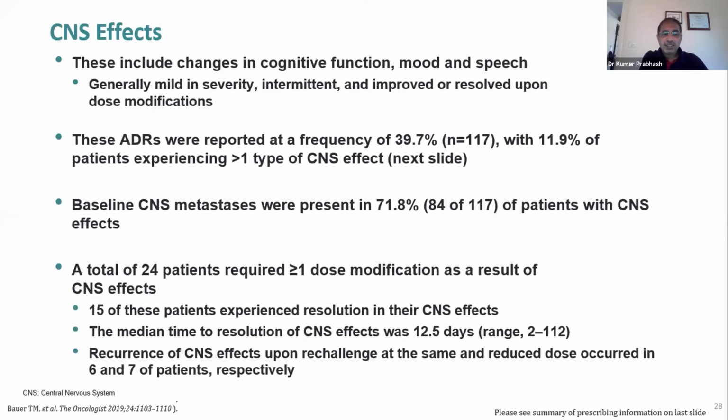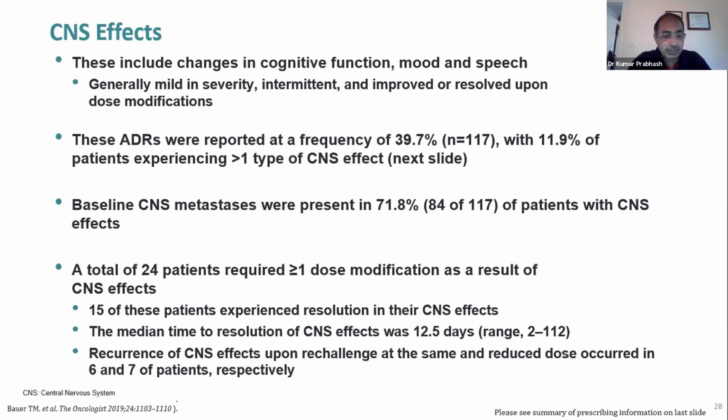CNS side effects. This includes changes in cognitive function, mood and speech, generally mild in severity, intermittent, and improved or resolved upon dose modification. These ADRs were reported at a frequency of 39%, with 11.9% of patients experiencing more than one type of CNS side effect. Baseline CNS mets were present in 71.8% of patients with CNS effects, suggesting some correlation with them. A total of 24 patients required more than one dose modification as a result of CNS side effects.